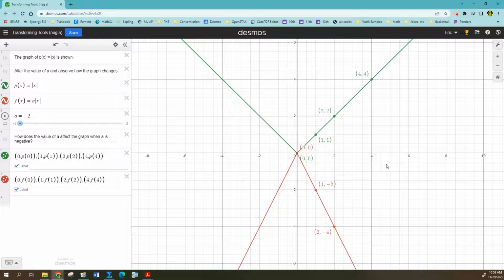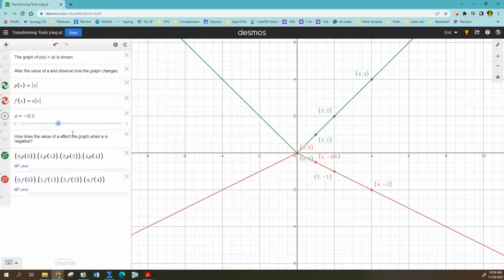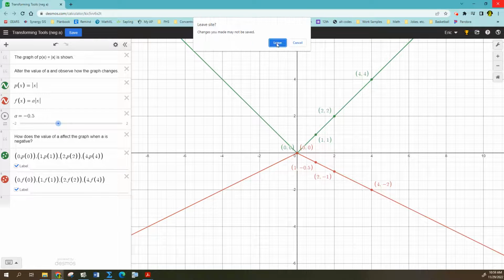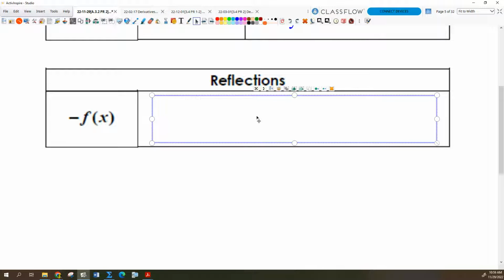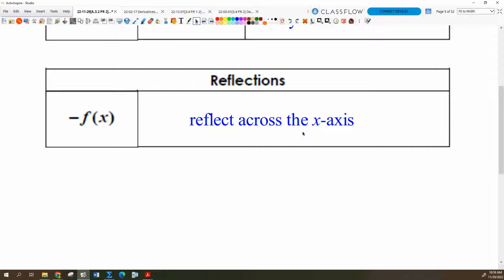Okay, and of course, if I make a something like negative 1/2, it flips it and compresses it. Now, instead of going over 2 and up 2, I'm going over 2 and up 2 times negative 1/2, which is negative 1. Okay, give me 1 to 5. Does that all make sense? Okay. All right. So reflections reflect across the x-axis. They just flip it upside down.